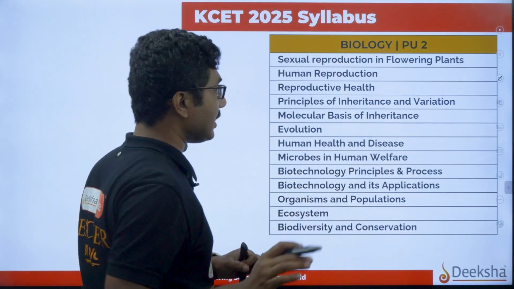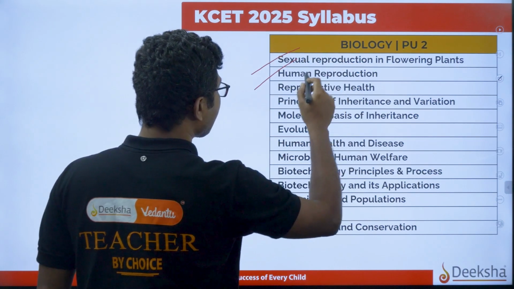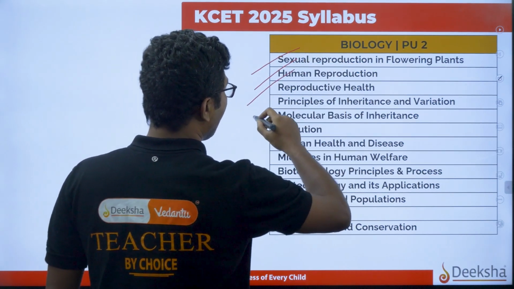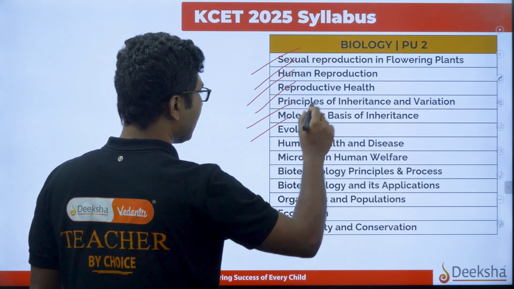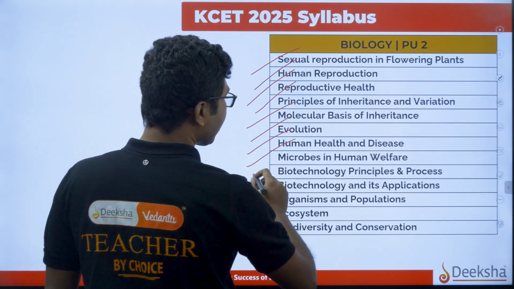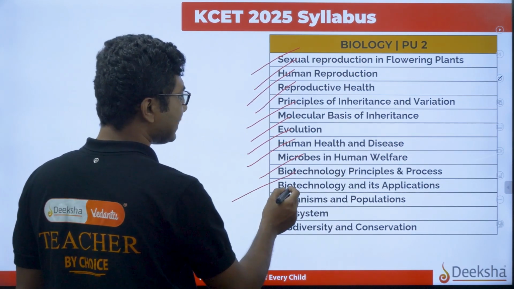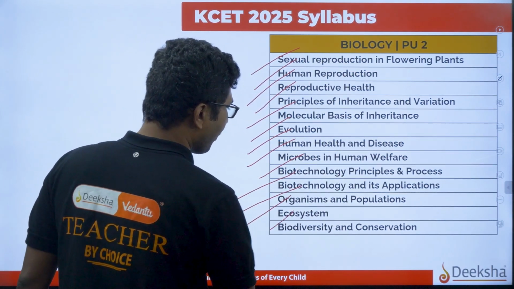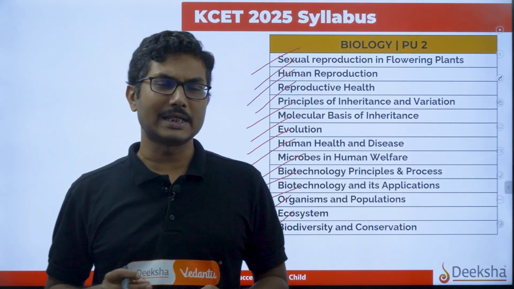For PU 2, the list is a little bit shorter: sexual reproduction in flowering plants, human reproduction, reproductive health, principles of inheritance and variation, molecular basis of inheritance, evolution, human health and disease, microbes in human welfare, biotechnology principles and processes, biotechnology and its applications, organisms and populations, ecosystems, biodiversity and conservation. These are all the chapters from your biology second PU.